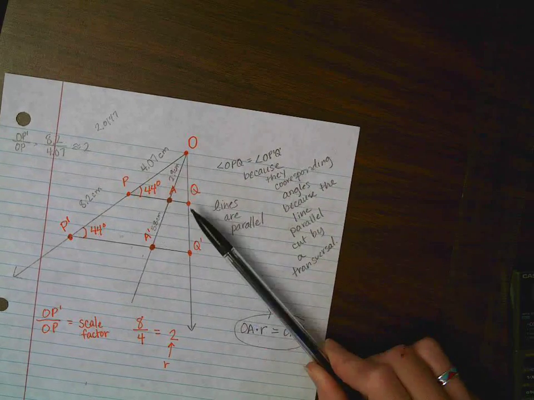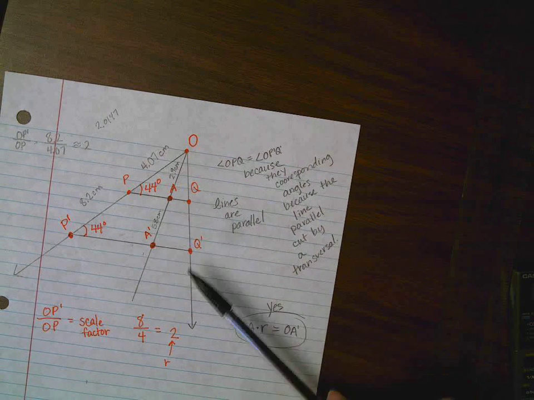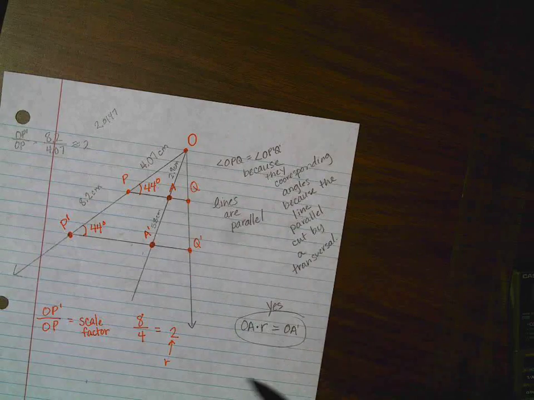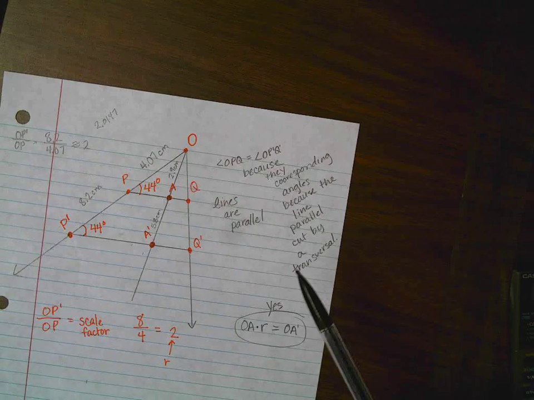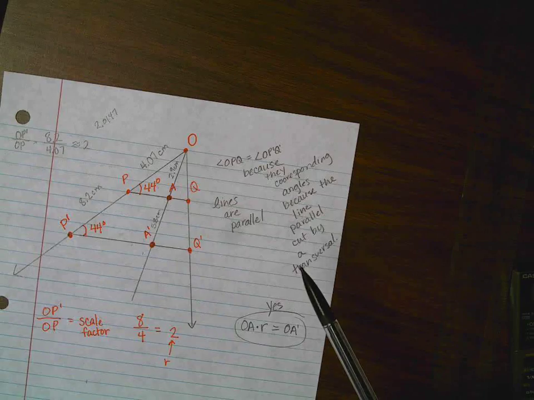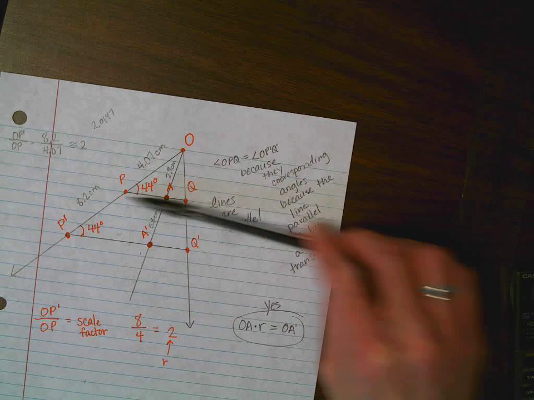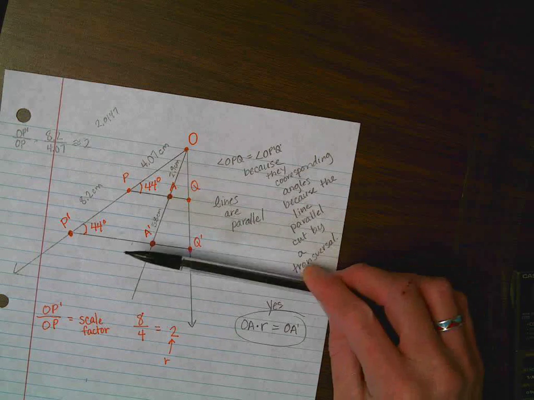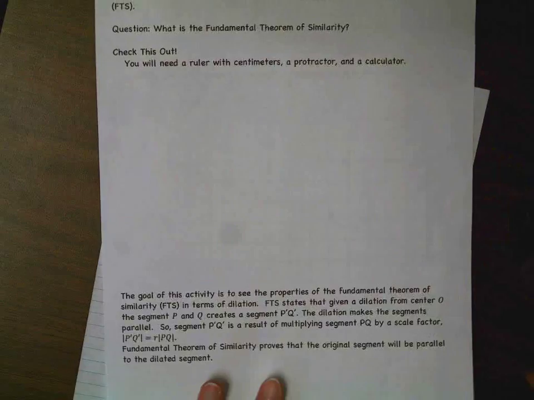Okay? So basically what we're saying is if you have a center O and you have 2 points all on different lines, if you multiply them by a scale factor, you will get parallel lines that result. Okay? So the fundamental theorem of similarity is a center point, 2 different points on different locations. When I say different locations, P was here, Q was here, but they're the same distance from your center O. If you multiply them by a scale factor, the resulting line will always be parallel. Okay? And that's what the fundamental theorem of similarity is.